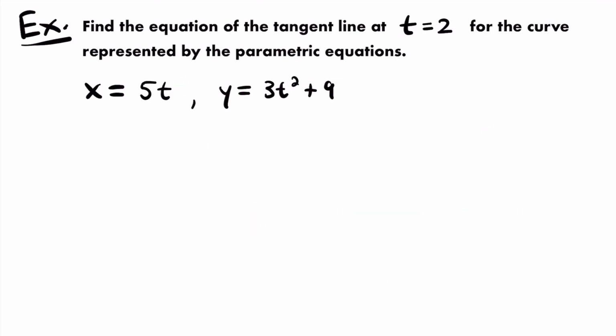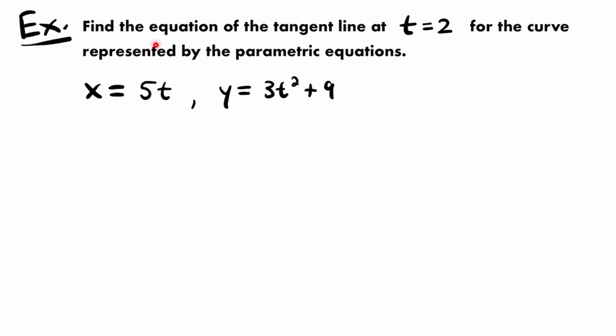So next up, we have a slightly different example. We want to find the equation of the tangent line at t equals 2 for the curve represented by the parametric equations. We have x equals 5t and y equals 3t squared plus 9. Now this example is different than our previous example. Instead of only looking for a slope, now we're going to be looking for something else as well, because we want to find the equation of a tangent line at a particular value of t for this parametric curve.